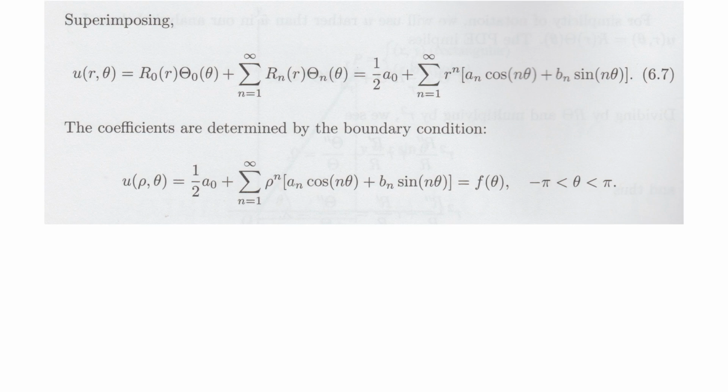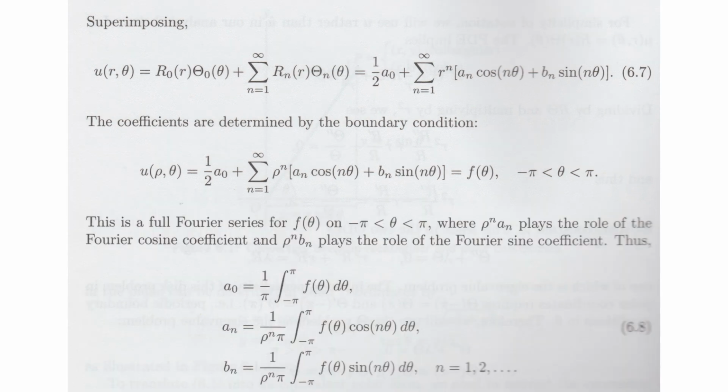We set r equal to rho, and the series becomes a full Fourier series for the function f of theta. This is a very standard problem, and the solutions are given below in equation 6.8. In other problems we'll encounter in chapter 6, we'll have variations of this where bounded conditions are required and various forms of Laplace's equation will occur. We're going to study it also in cylindrical coordinates in three-dimensional space.